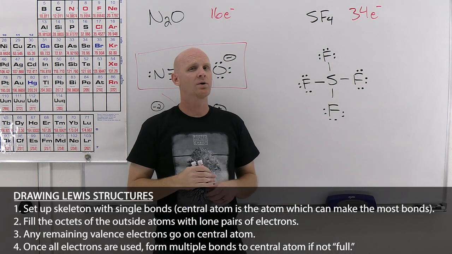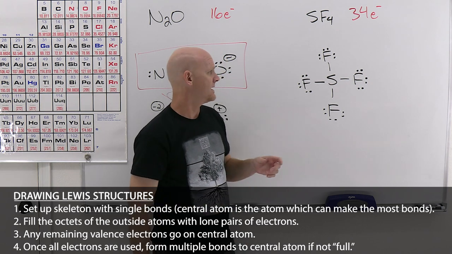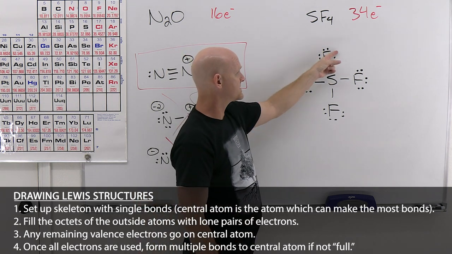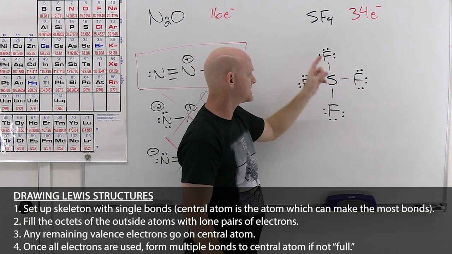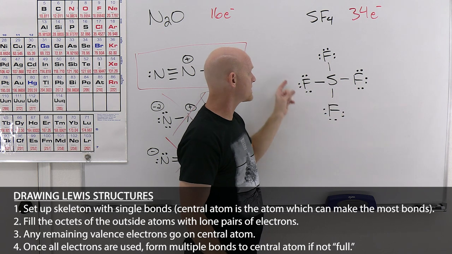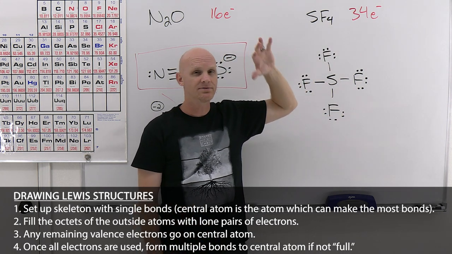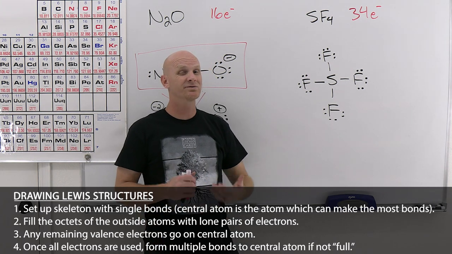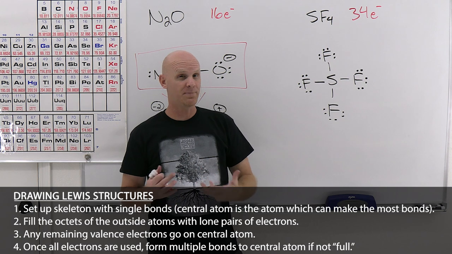And now we have to take an accounting though. Any electrons left over at this point would always go on the central atom. And in this case, we've used up 2, 4, 6, 8. 8 around this one, 8 around each of the four fluorines if you look at it. So 8, 16, 24, 32. We've got two electrons left. And if you have filled up the outside atoms and you still have electrons left over, they always go on the central atom and in pairs as well.